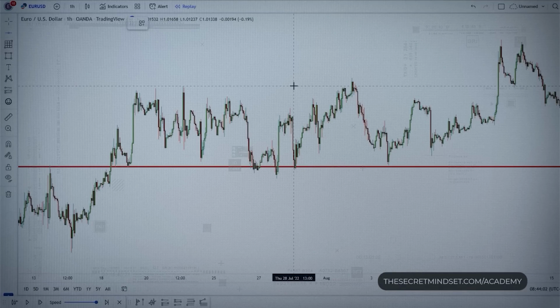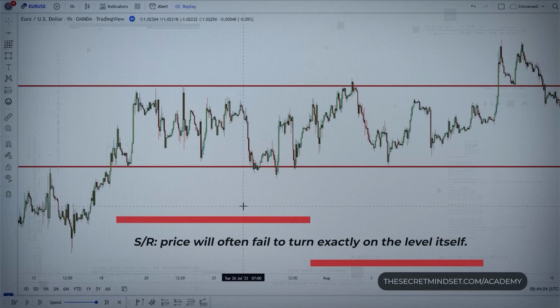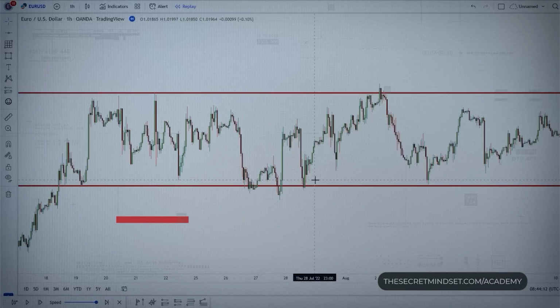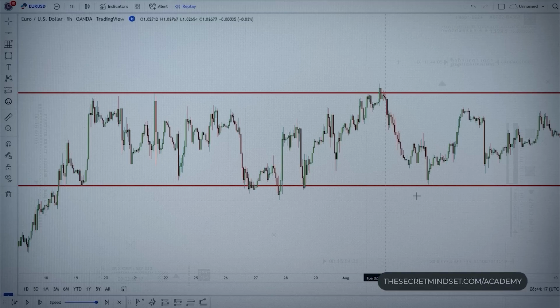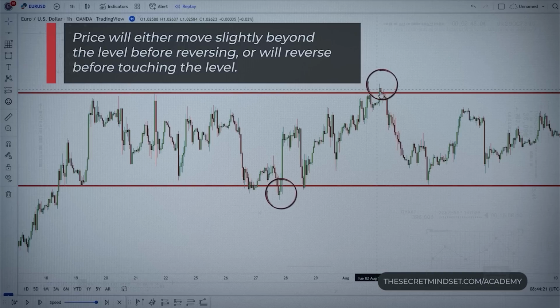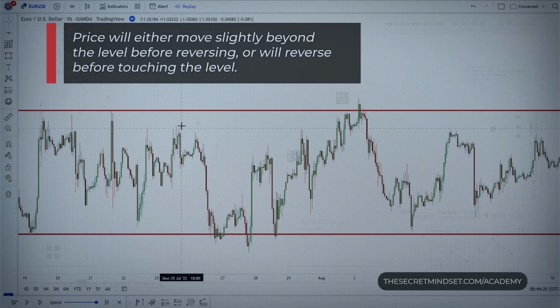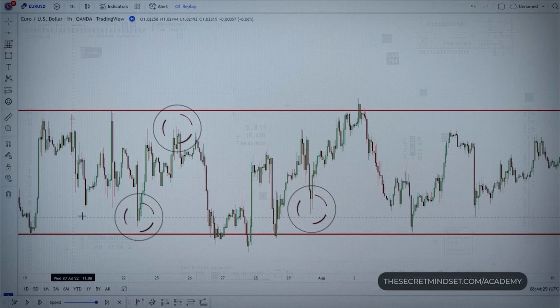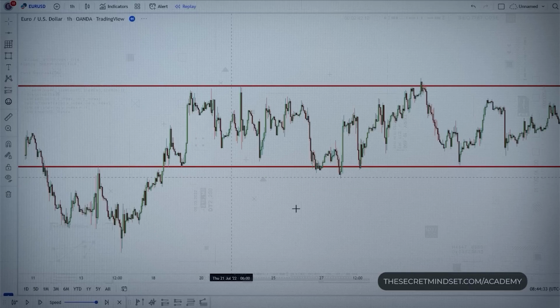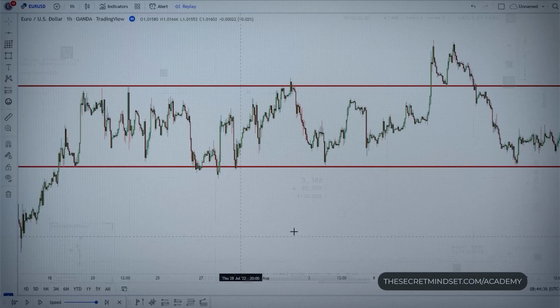Probably the biggest problem when trading support and resistance levels is the fact that price will often fail to turn exactly on the level itself. You know it so well. You expect a perfect bounce, a right-to-the-pip rejection, when you place your level. But oftentimes, price will either move slightly beyond the level before reversing, or will reverse before touching the level. This can make trading support and resistance levels a frustrating experience.